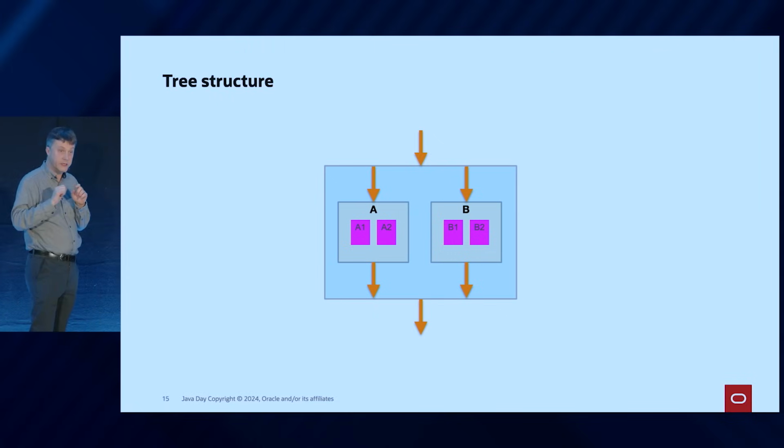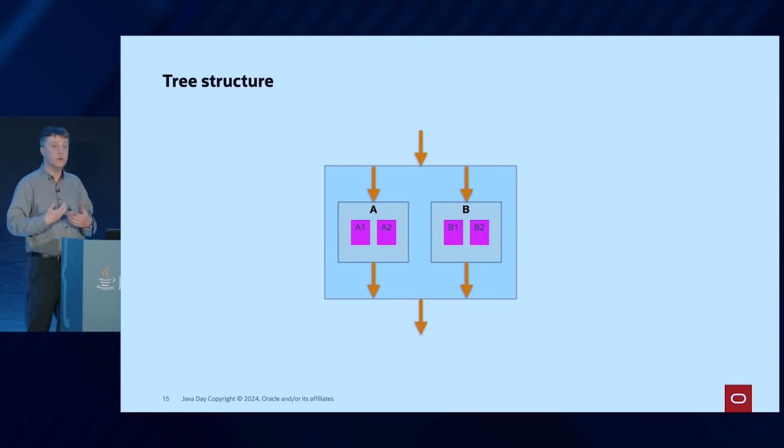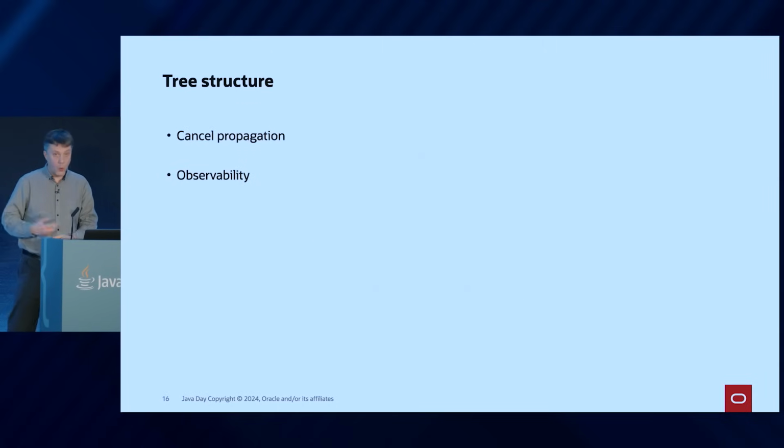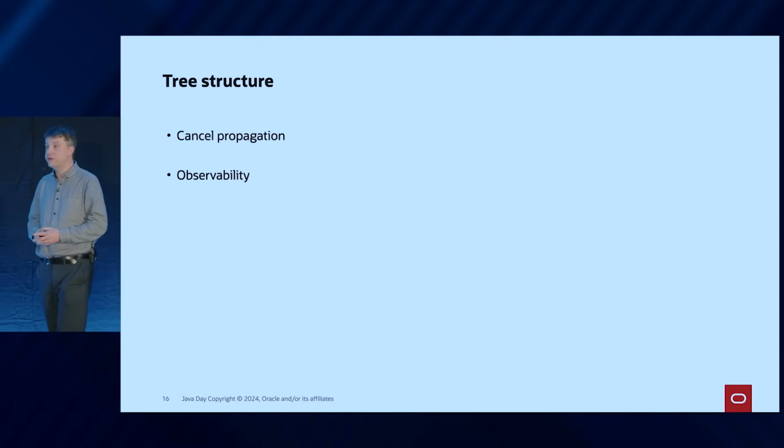So that's quite interesting. There's a tree structure that's been reified underneath, because all of these relationships between the tasks and the subtasks are known to the runtime. This is something that we will build on in time. What this tree structure allows us to do is two things. One is it allows us to do cancel propagation. And the second thing is it gives us some observability.